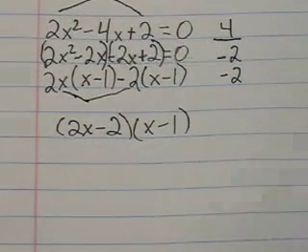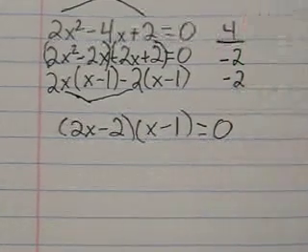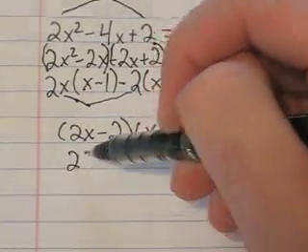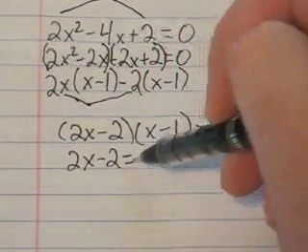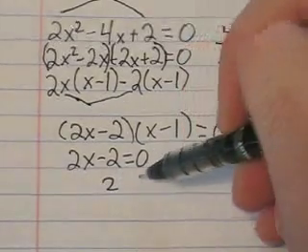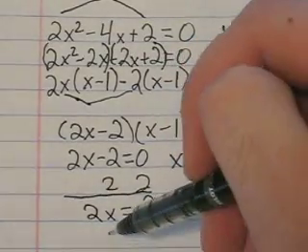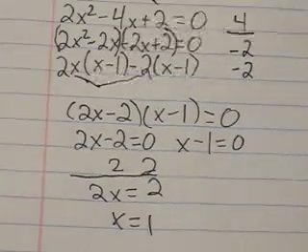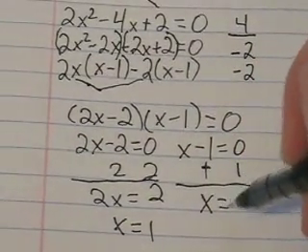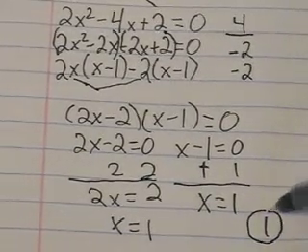Now the factoring is complete. In order to solve the equation though, we remember that this is still set to 0. Now we have two sets of expressions that we can set equal to 0. 2x minus 2 is equal to 0, and then x minus 1 is equal to 0. When we solve this out, we notice that we get 2x is equal to 2, which means that x is equal to 1. Over here, when we add 1 to both sides, we find out that once again x is equal to 1. So really, we only came up with one solution, and that is 1.